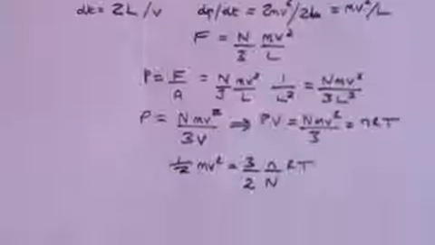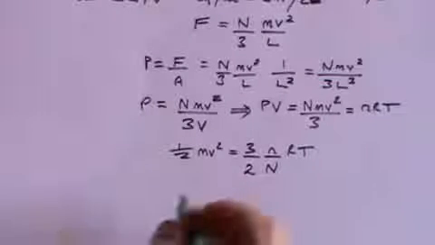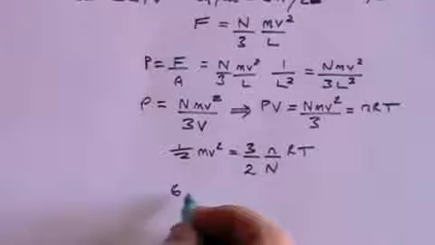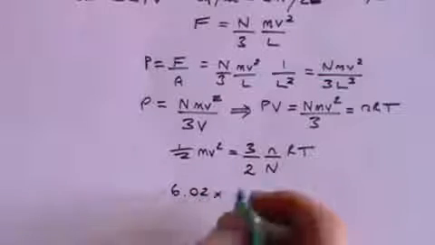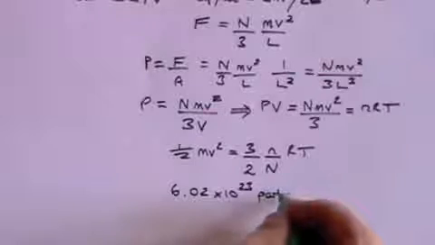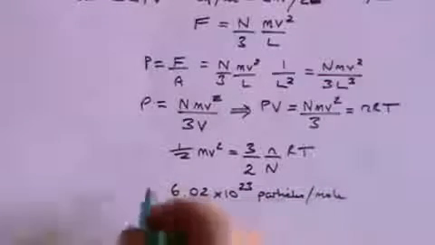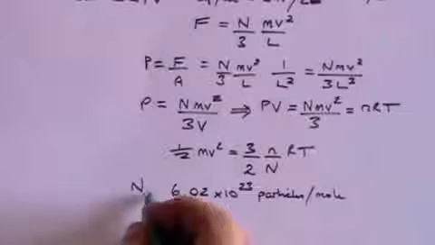Now, it was Avogadro who said that 1 mole of gas has the same number of particles. It doesn't really matter what gas it is. If you take 1 mole of it, you will have the same number of particles. And that's Avogadro's number. And that is 6.02 times 10 to the 23 particles per mole. And that's often given as Na.